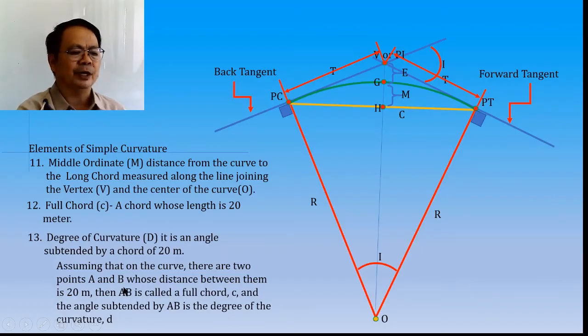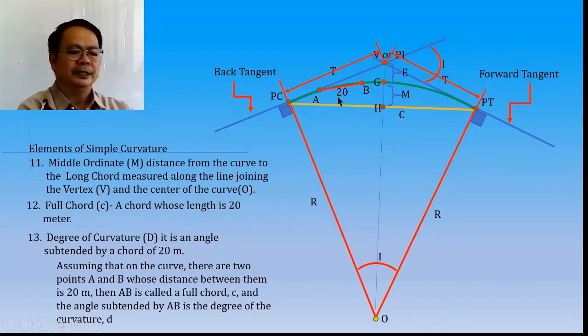So, tingnan natin, kunwari ito yung point A natin, at ito naman yung point B natin. And the distance between them is 20 meters. Nakikita nyo yan? This one is 20 meters. Sabi niyan, that AB, because this is 20 meters, shall be called a full chord. Ang tawag sa kanya, full chord.